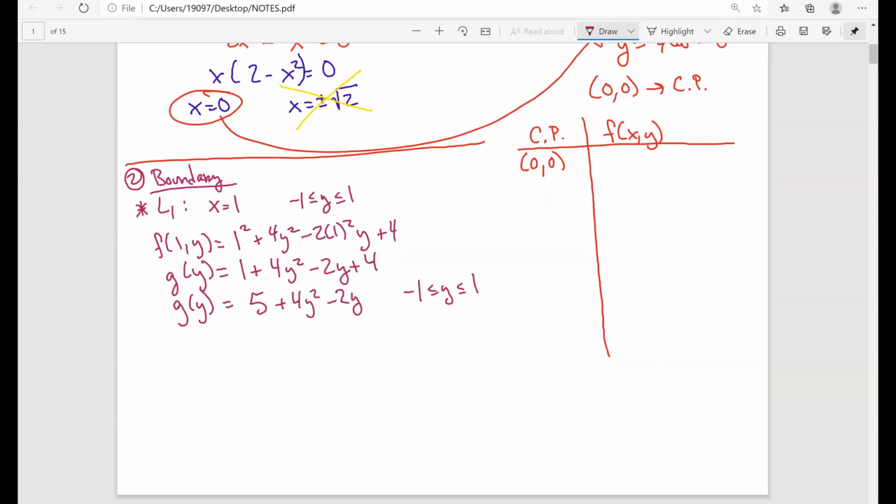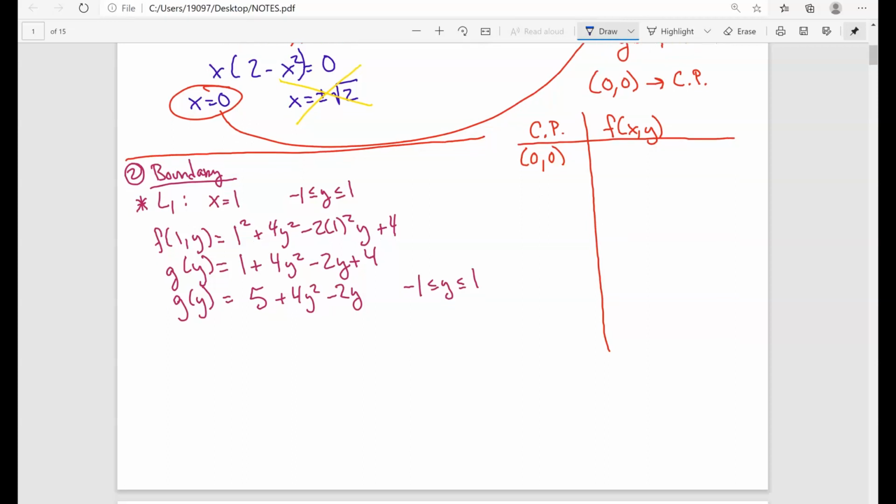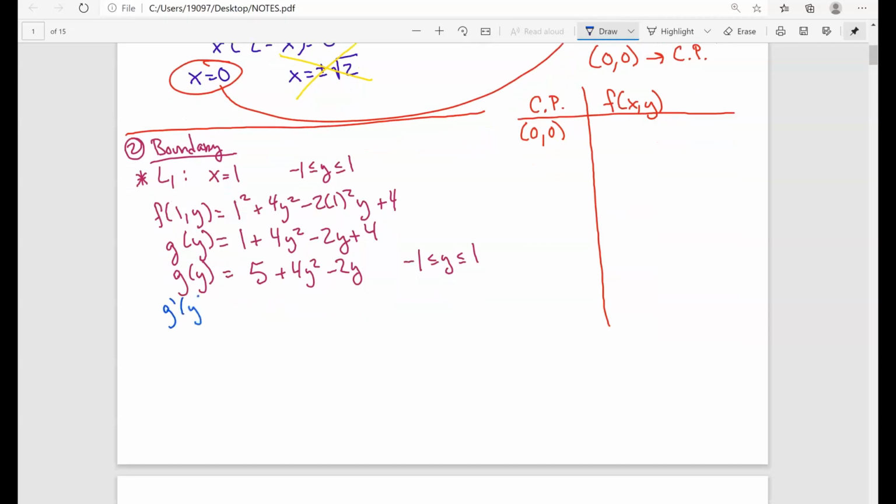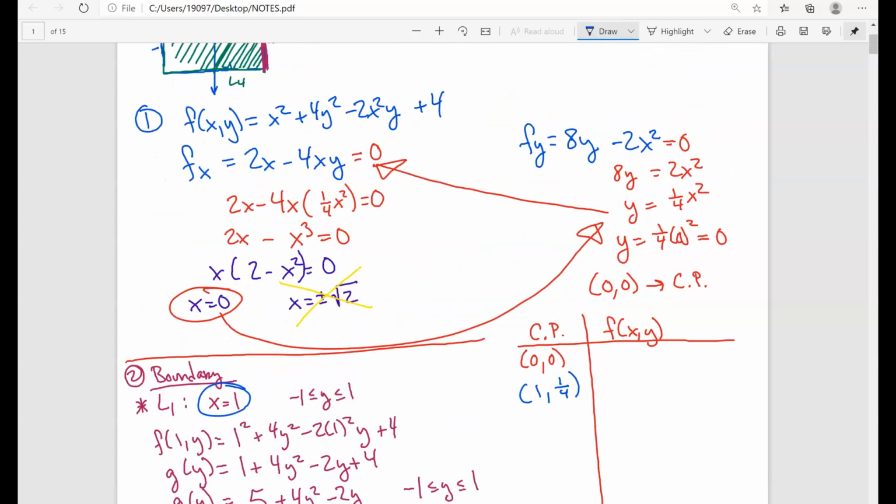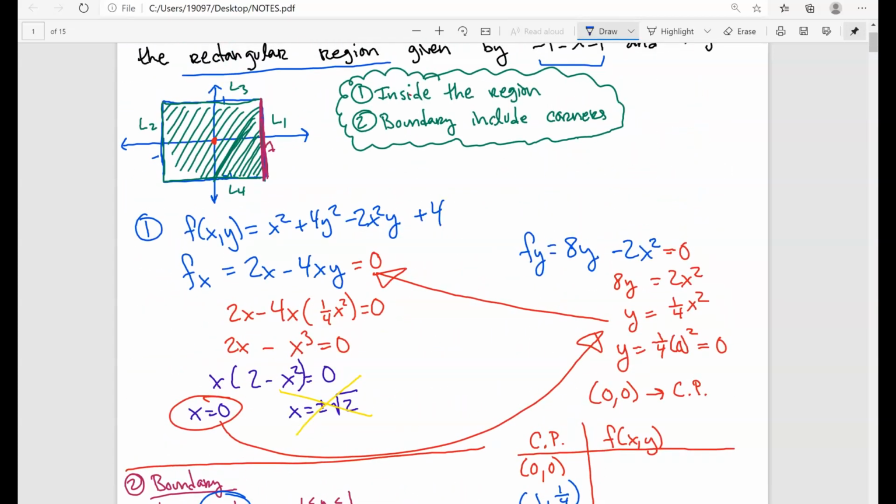So this right here is just a single variable calculus problem. We're just going to take the derivative and set it equal to 0. So this is going to be 8y minus 2. You can see here that y is going to be equal to 1/4. Remember that y was equal to 1/4 when the x value was equal to 1. So the point actually is 1 and 1/4. That's going to be one of my other critical points, 1 and 1/4. You can see that 1 and 1/4 is probably going to be around here. So that one lies in the boundary.